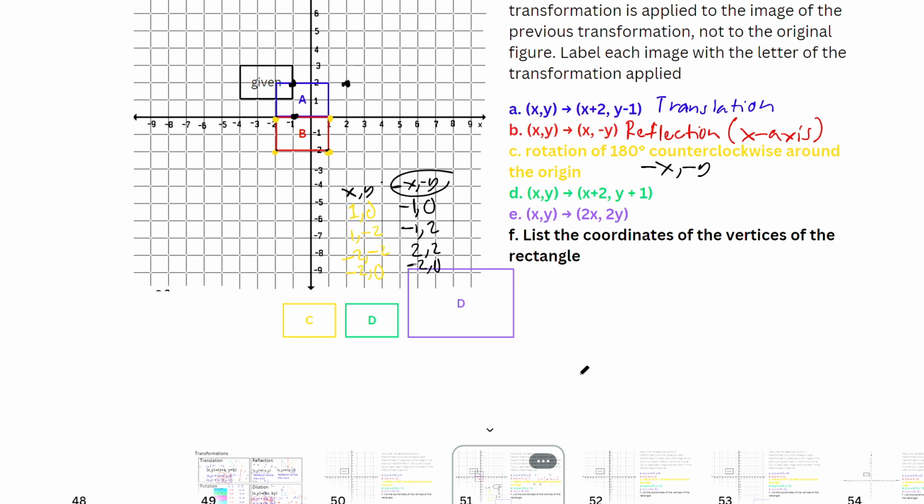This one here should be what? Positive 2. I'm so sorry for that. Take note this is negative 2. It will become positive 2. So that's 2 comma 0. And that's this one here.